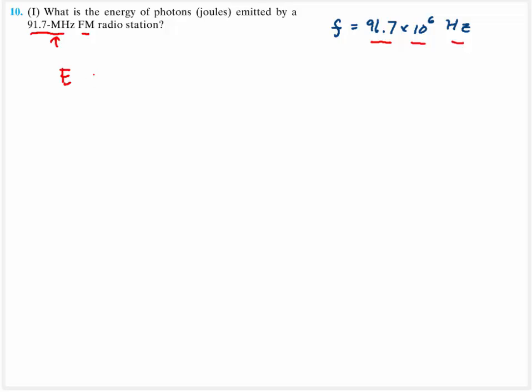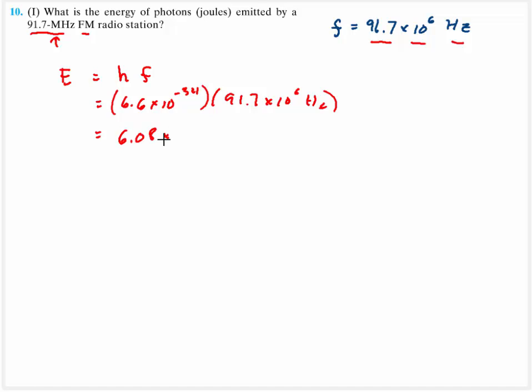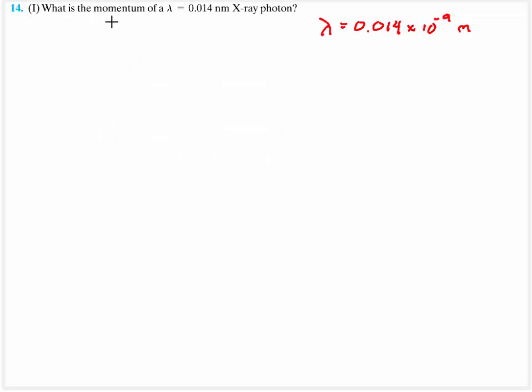And we have a very simple relationship between energy, Planck's constant, and frequency, where Planck's constant is simply 6.6 times 10 to the minus 34th. Frequency is going to be 91.7 times 10 to the 6 hertz. And we go ahead and we calculate this out. It's going to be 6.08 times 10 to the negative 26 joules. Very small number, not enough energy to knock you off your feet, but definitely enough energy to drive an electron in your car radio.